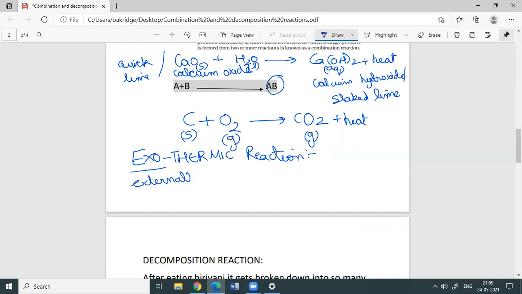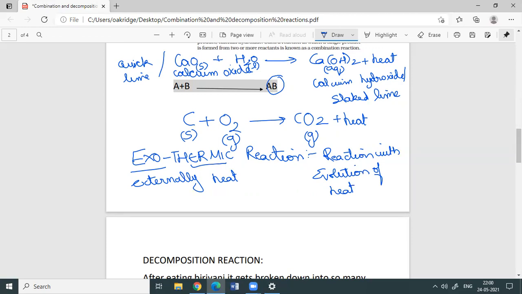Okay, exothermic. Thermic means heat is generated out. So when an exothermic reaction is taking place, there will be an evolution of heat. So a reaction with evolution of heat is called an exothermic reaction. Externally the heat will be seen. So you will find that the beaker is becoming hot or the surrounding is becoming hot, right?